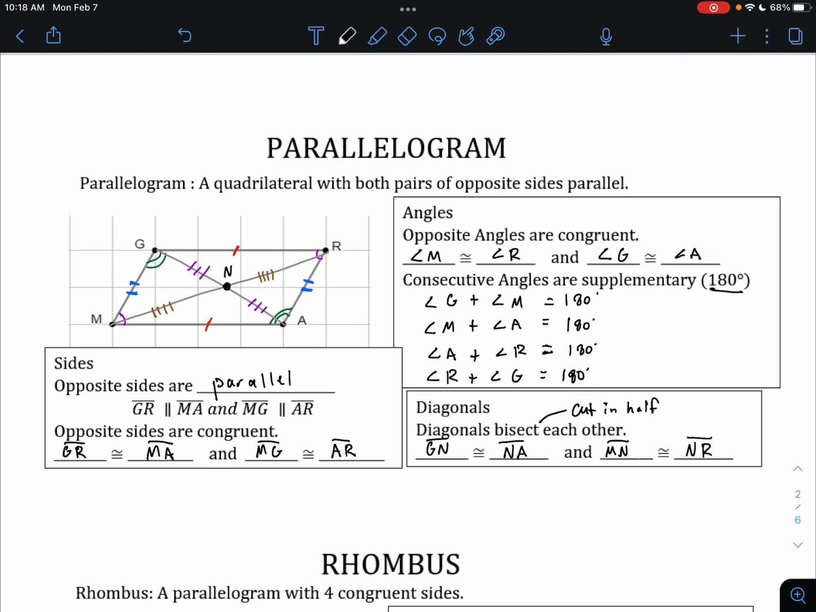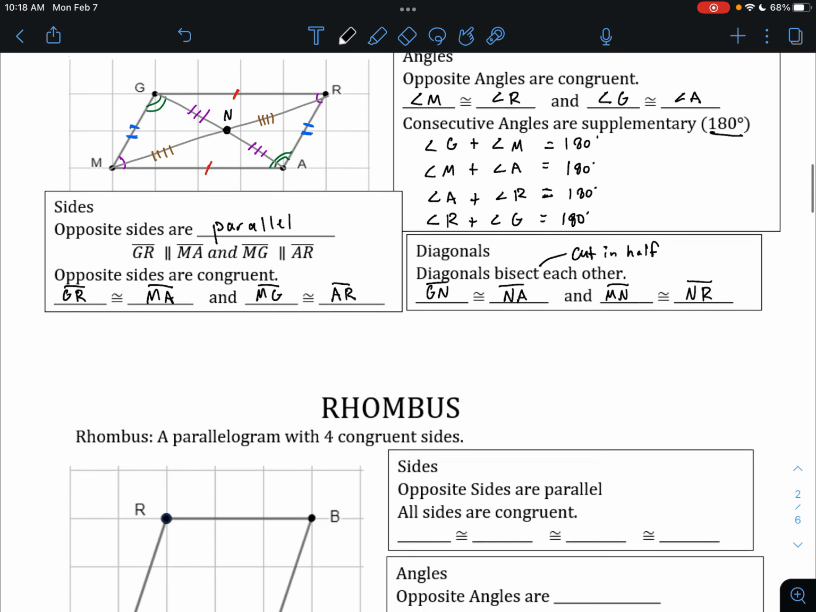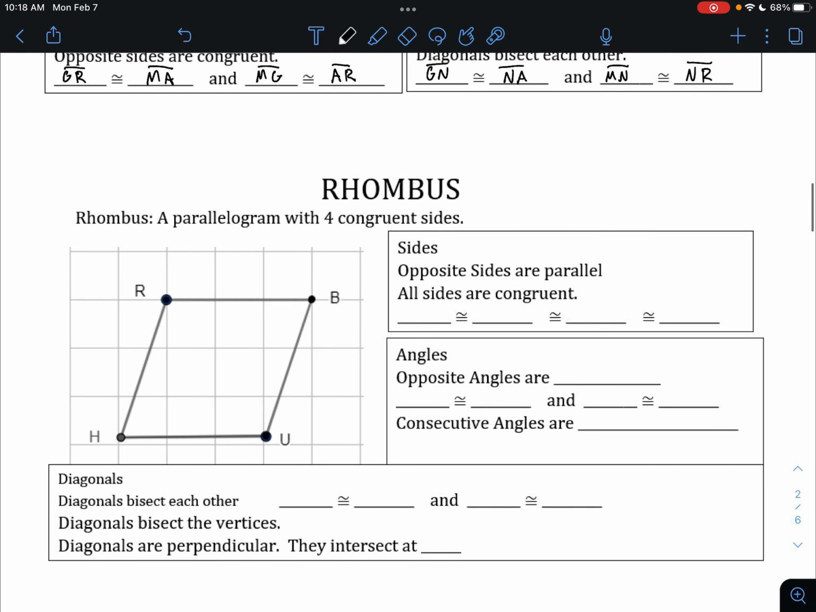Okay, so in the next video, we're going to talk about rhombuses. But for now, I want you to go ahead and get started on your assignment. When you're done with that, come back, watch the next video, and then we can do our second assignment over rhombuses.